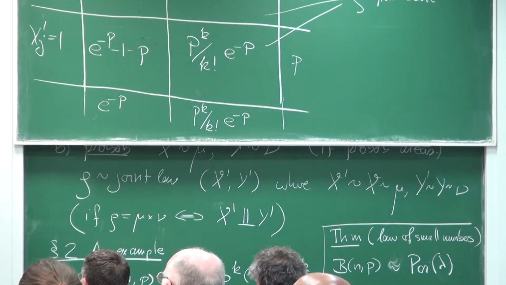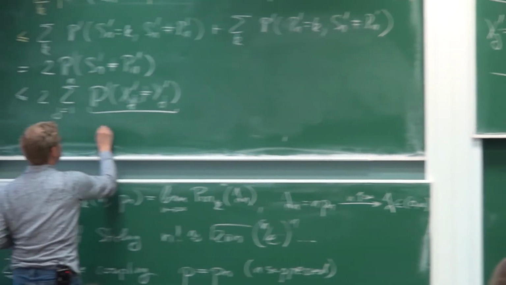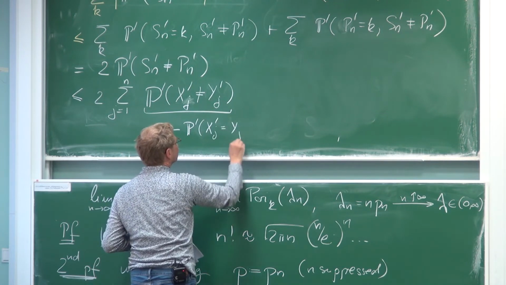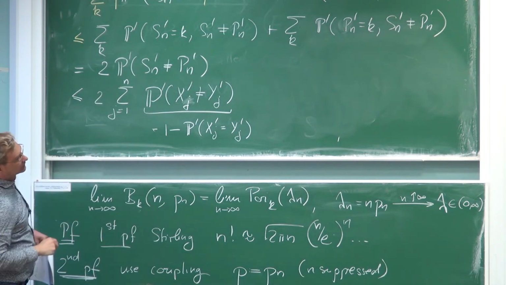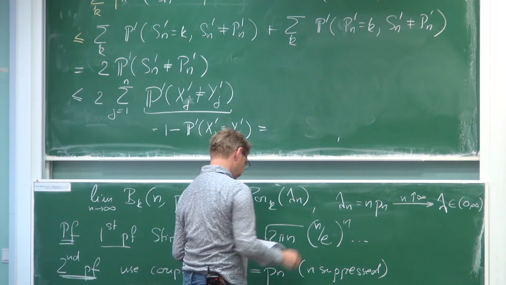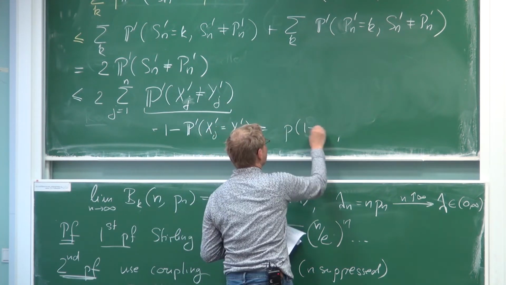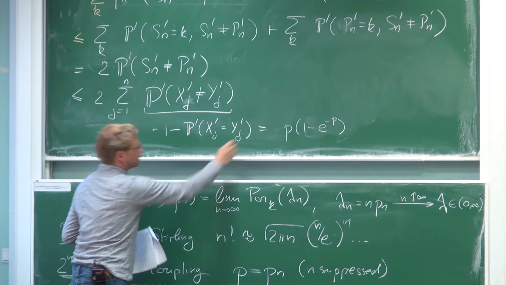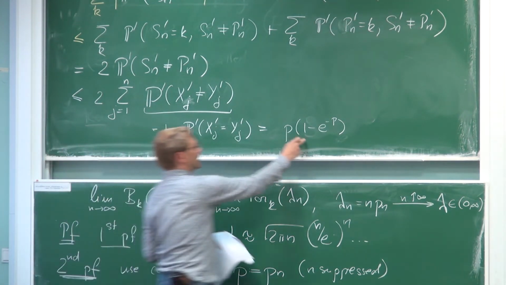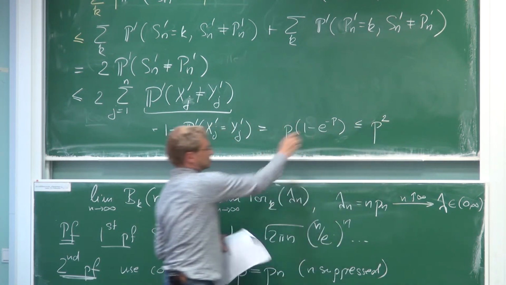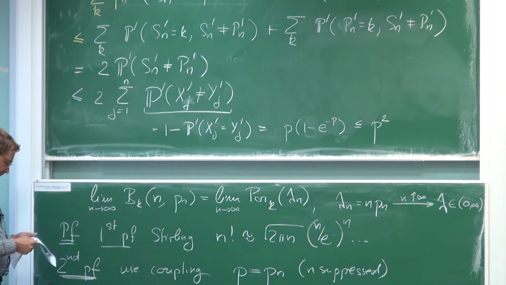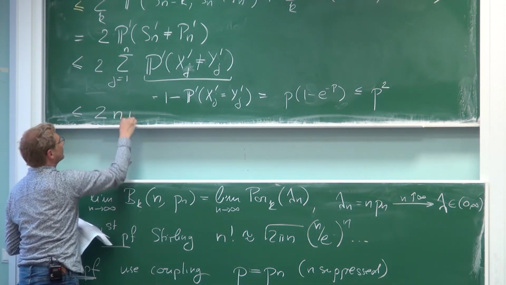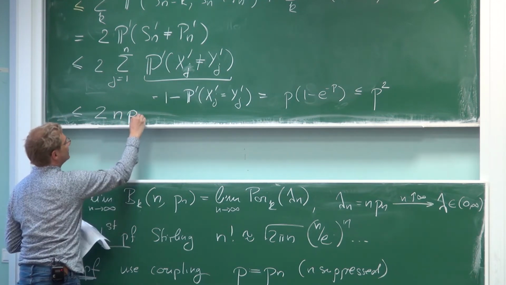So what you would get is, we say this is 1 minus that they are the same. Okay, and they are the same on the diagonal. So this is p times 1 minus e to the minus p. So 1 minus both 0 minus both 1. Okay, and this we can estimate by a p squared, because of the usual convexity estimate. Okay, that means we have here 2 times n times p. And don't forget, the p was a pn. Here I write it again.